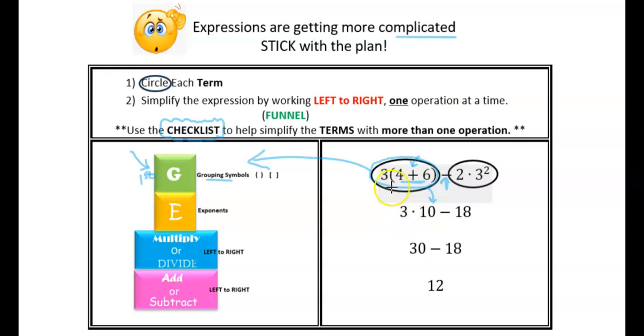We bring the 3 down. Remember, when I have 3 next to parentheses and no symbol in between, that means to multiply. So this is 3 times 10.